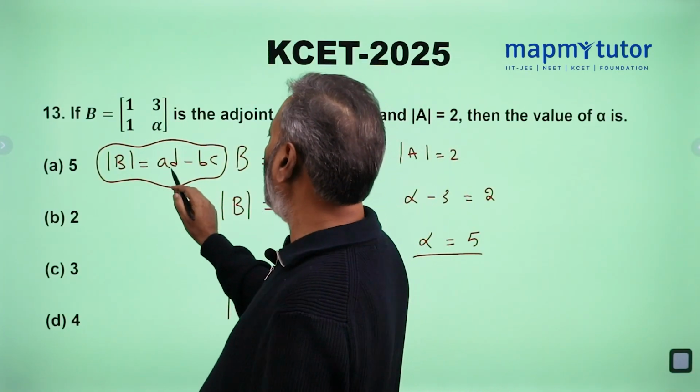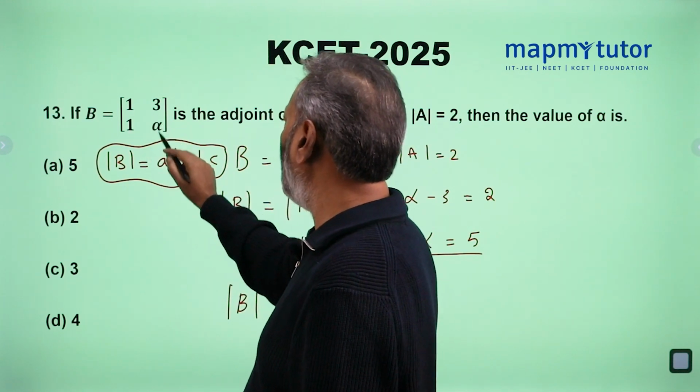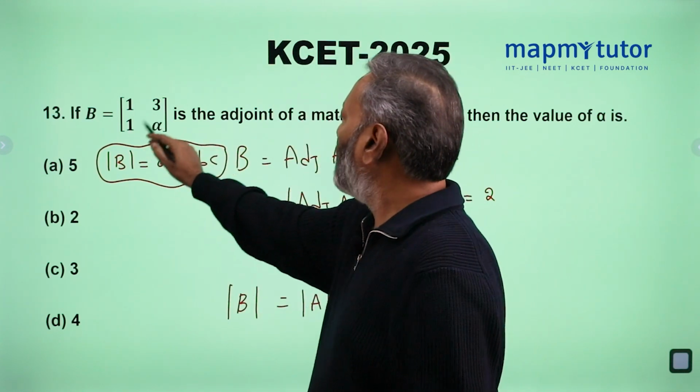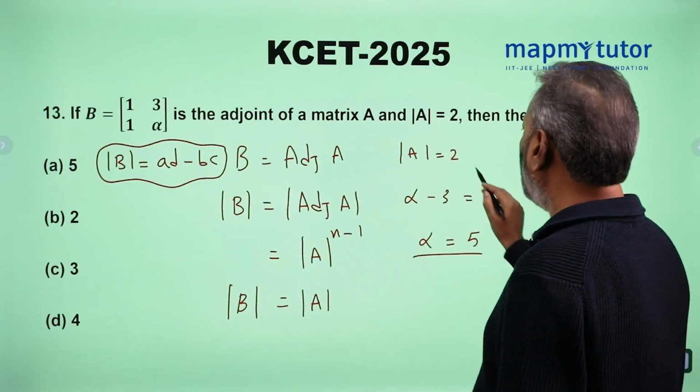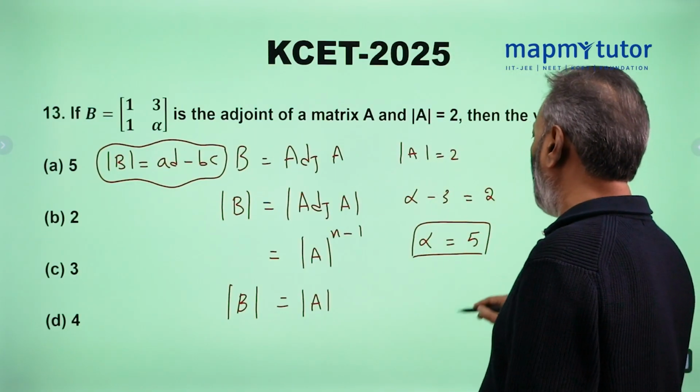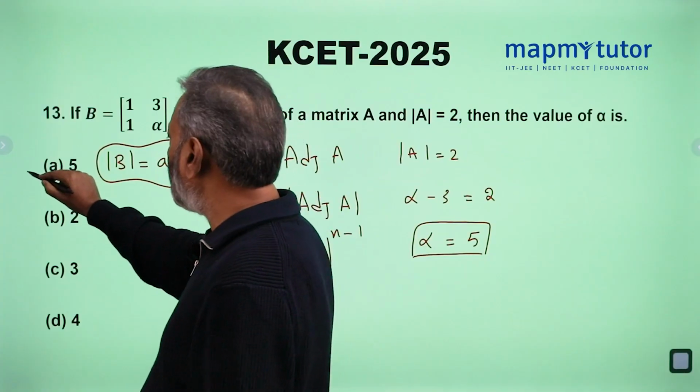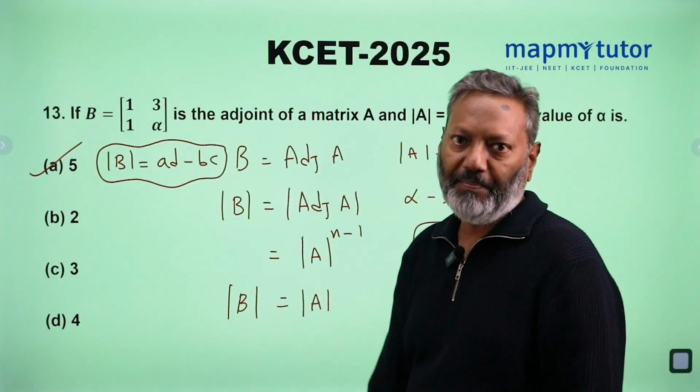So, det B is equal to AD minus BC. AD means 1 into alpha, that is alpha, minus 1 into 3, that is 3, equal to det A, which is 2, and hence alpha equal to 5. So, option A is correct. Okay.